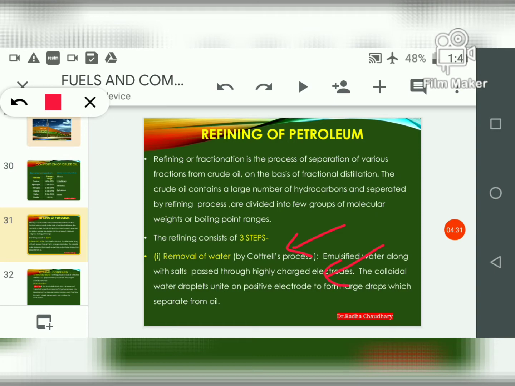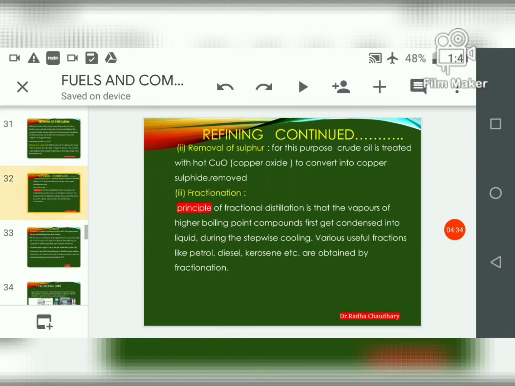Then the next step is removal of sulfur. Removal of sulfur, what does it mean? There is a presence of sulfur in the form of H2S, sulfur oxides, and other sulfur compounds. The presence of sulfur in petroleum forms sulfur dioxide and ultimately H2SO4, or sulfuric acid, which is harmful. It means there is a formation of H2SO4, and this H2SO4 is harmful.